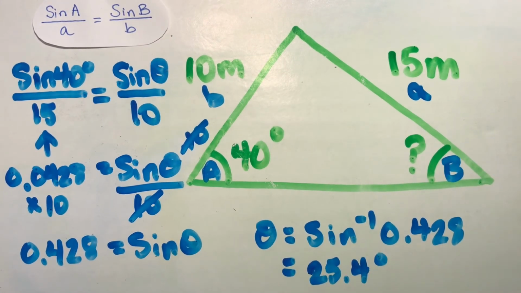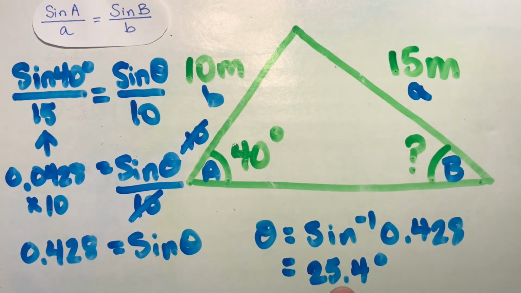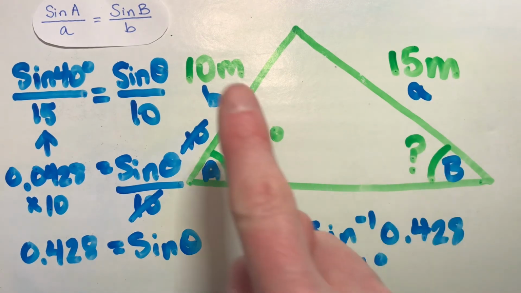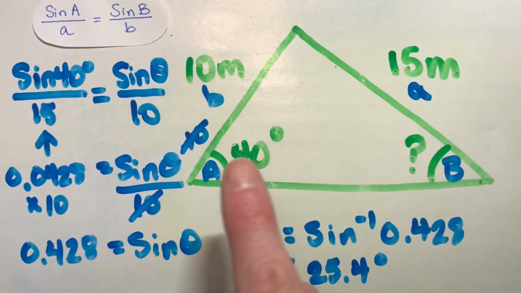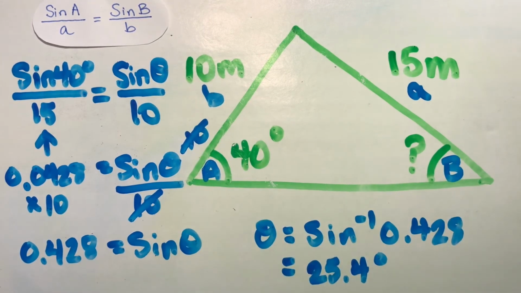This is where I always like to check my answer and see if it makes sense. Notice I started with 40 degrees and ended up with an answer that's smaller than it. Well, 40 degrees corresponds to 15 meters for a length of the side, and my unknown angle corresponds to a smaller side length. So it makes sense that a smaller angle corresponds to a smaller side.